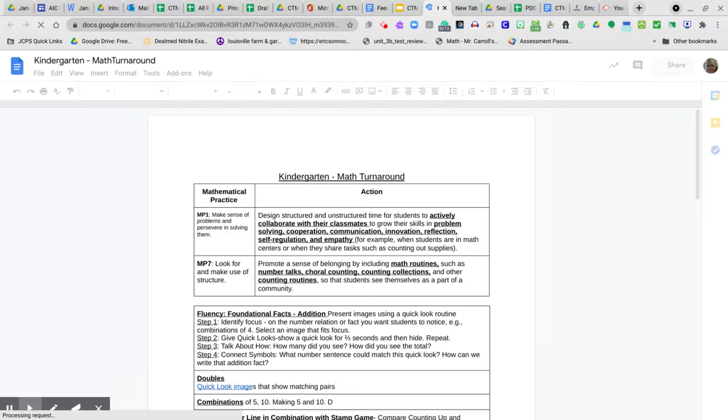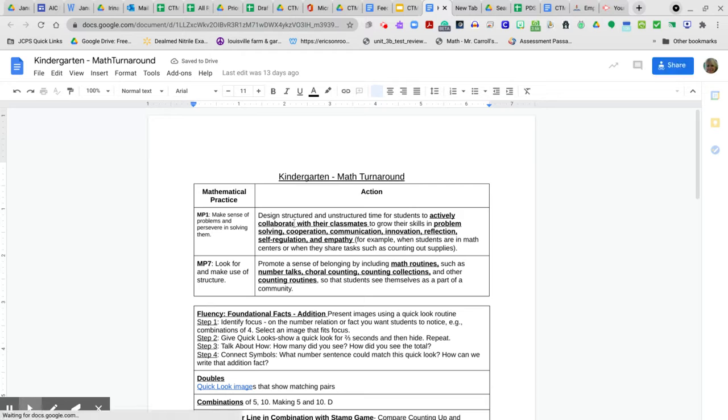So if I open up the document, for example, kindergarten, they all kind of work the same way. But kindergarten starts out with the mathematical practices. These two mathematical practices are bang for the buck mathematical practices, and you want to really work with students on these. The first one is MP1, Mathematical Practice 1, make sense of problems and persevere in solving them.